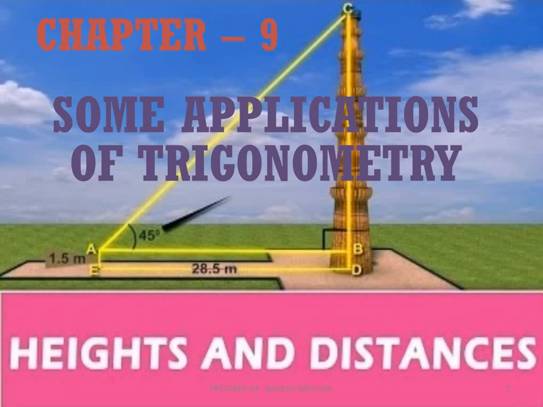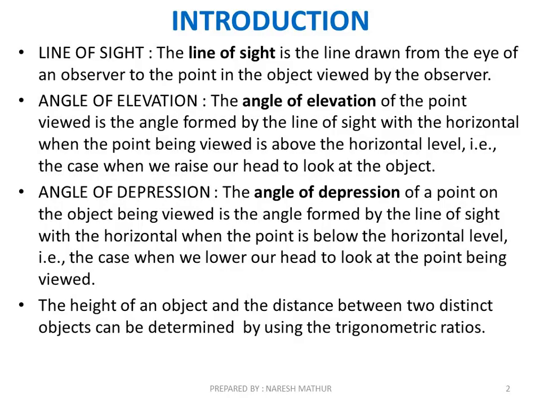In this chapter we are going to learn a few new terms: line of sight, angle of elevation and angle of depression. So first, let's discuss what is line of sight. Line of sight is the line drawn from the eye of an observer to the point in the object viewed by the observer. What does that mean? It means when an observer watches any object, then the line through which he watches the object, his vision, is called a line of sight.